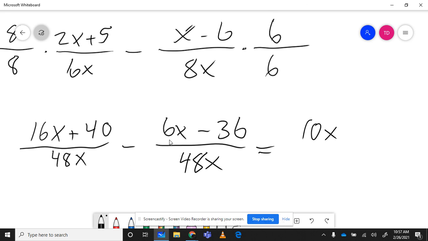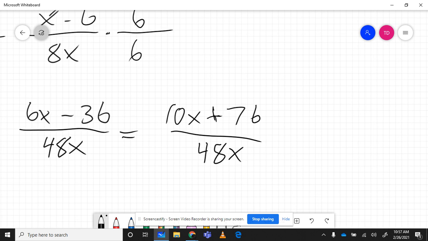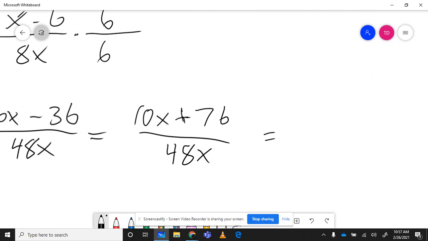40 minus negative 36 would be 76. And then I would have 48x on the bottom. At this stage, we just want to probably reduce this fraction down where we can. So usually I don't try to jump ahead too fast. If I see even numbers, I'll just pull out a 2 and see where we can go from there.